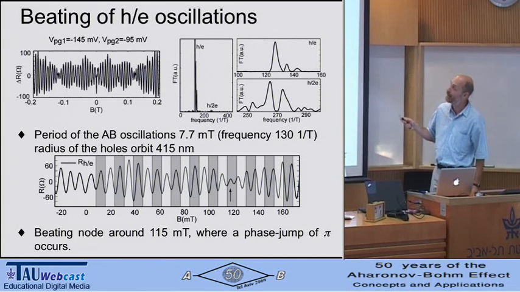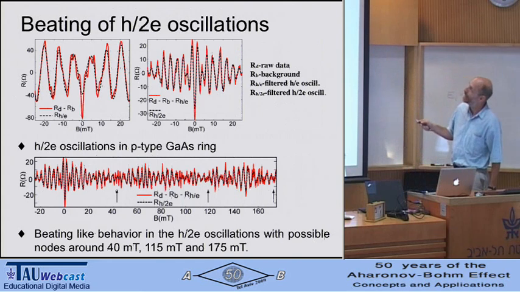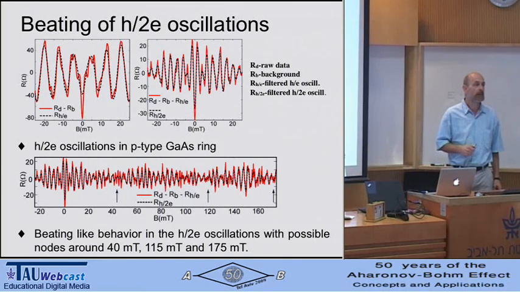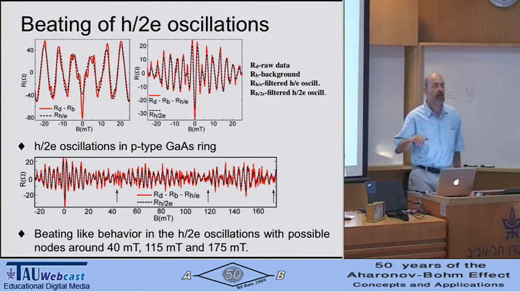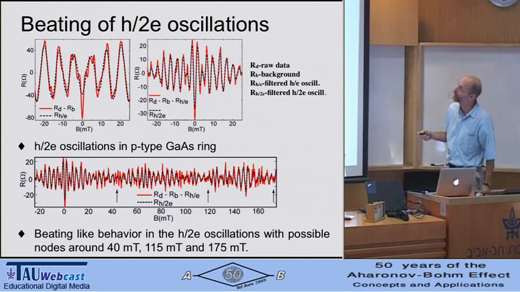Now the important thing is that this should also occur for higher harmonics. And this is an example here. This is now taking the same data but looking at the h/2e oscillation, whose amplitude is typically more than an order of magnitude lower than the h/e oscillations. So they correspond to the situation where the wave function goes around twice along the perimeter of the ring.